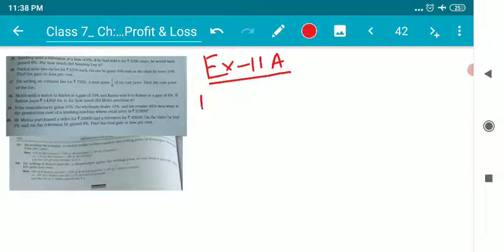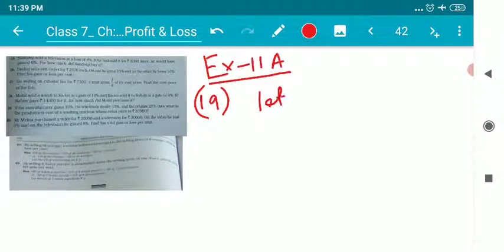So the question which I want to explain is question number 19. If the manufacturer gains 10%, the wholesale dealer 15% and the retailer 25%, then what is the production cost of a washing machine whose retail price is 39,950? Children, the manufacturer gains 10%. We don't know the cost price of the product.